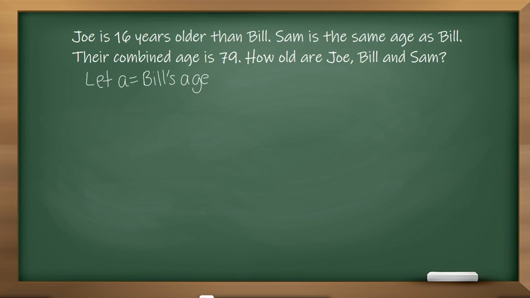I already said A is going to be Bill's age, so Bill is going to equal A. And Sam is the same age as Bill, so Sam should also equal A. Joe is 16 years older than Bill, so if Bill is A, Joe is going to be A plus 16 because he's 16 years older.